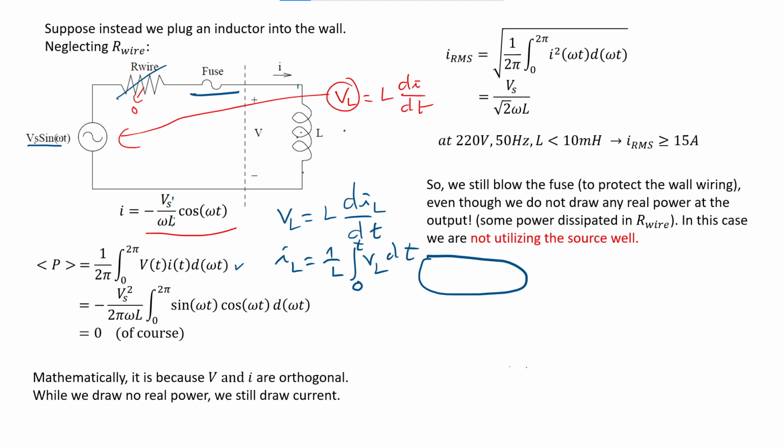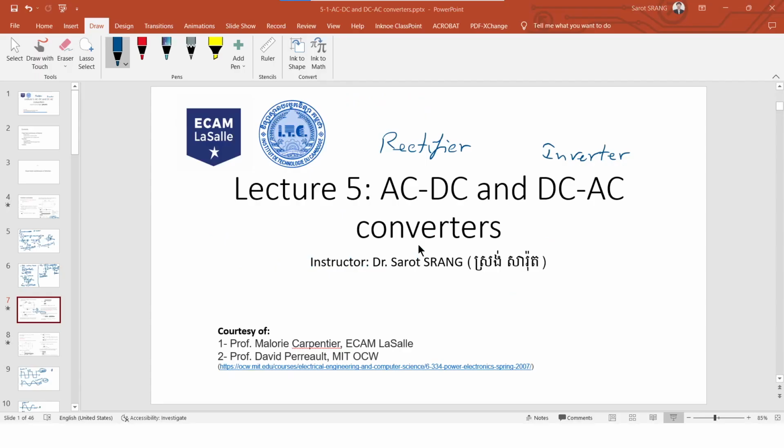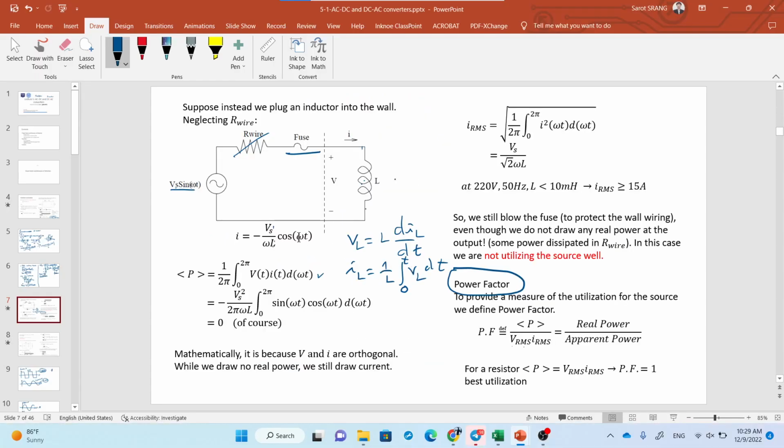Once again, what is VS prime? VS is actually not prime, because last time I did not delete this mark from my pen. No VS prime, but VS only. VS is the amplitude of the sine wave.